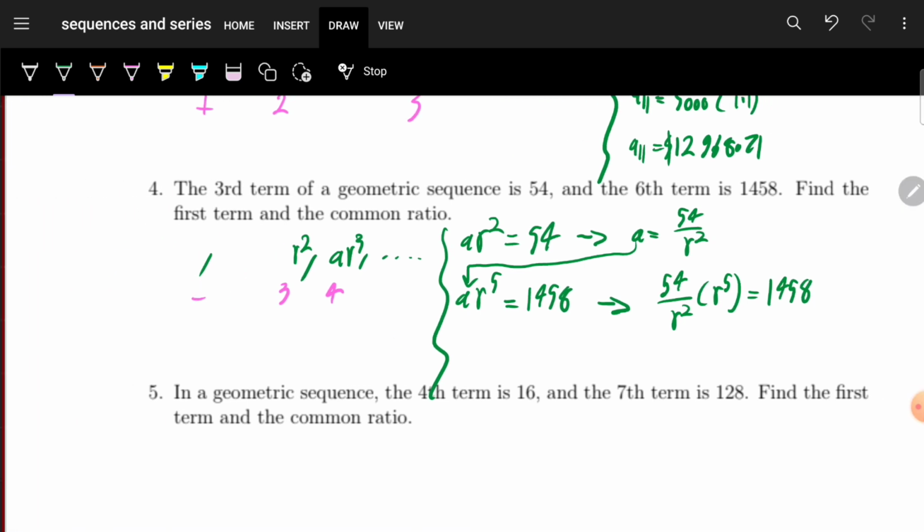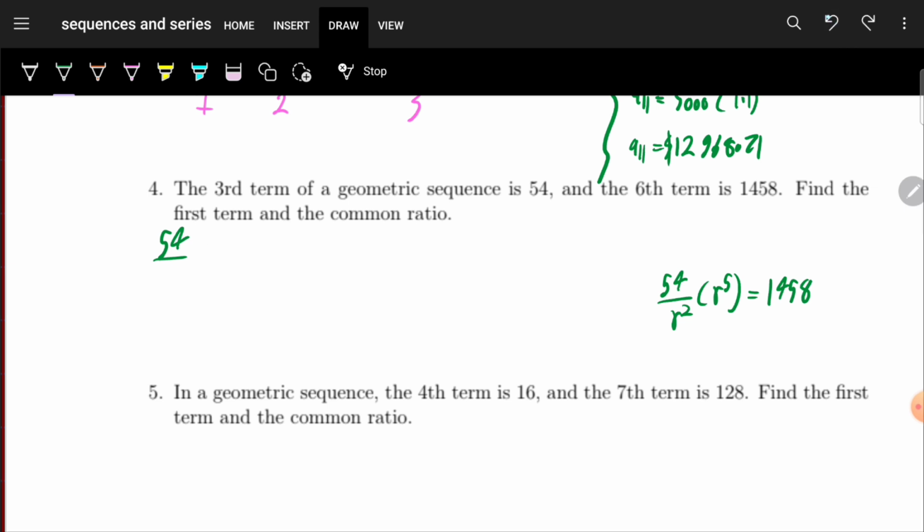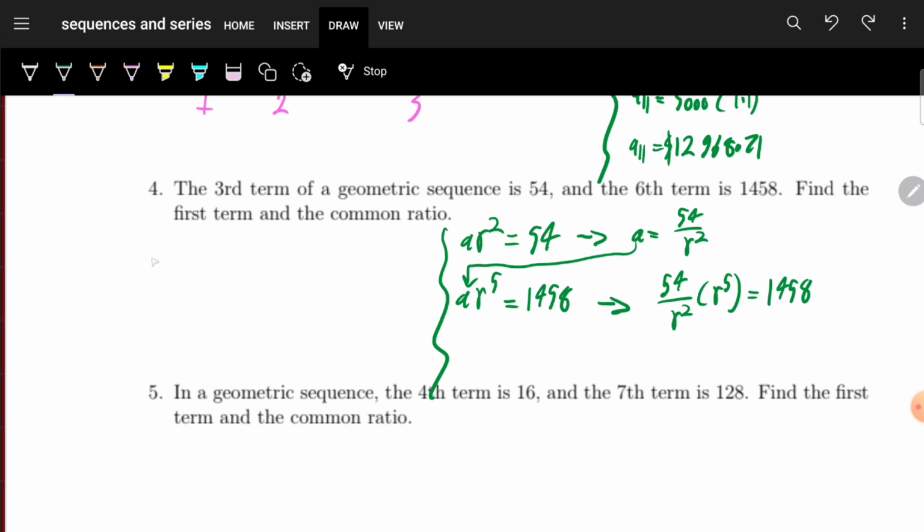I'm going to erase these guys. And let's continue. Let's actually erase these as well. So we are at 54 over r squared. I shouldn't have erased that. We're going to need that later. So let's just maybe instead continue here without erasing anything.